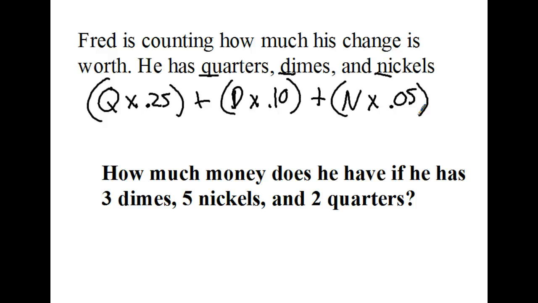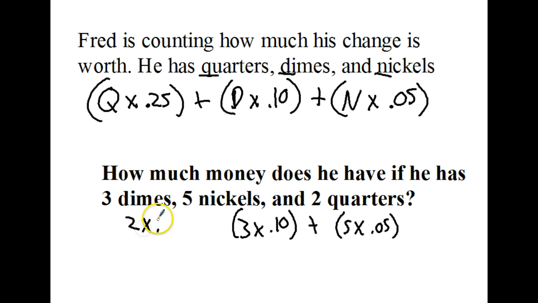How much money does he have if he has 3 dimes? So 3 times 0.10. 5 nickels, 5 times 0.05. And 2 quarters, 2 times 0.25. Some people may have wondered, why didn't I just say quarters are worth 25 and not put 0.25? Because if it doesn't come out exactly even on dollars, it's probably going to come out not even. I'm going to have some dollars and cents.